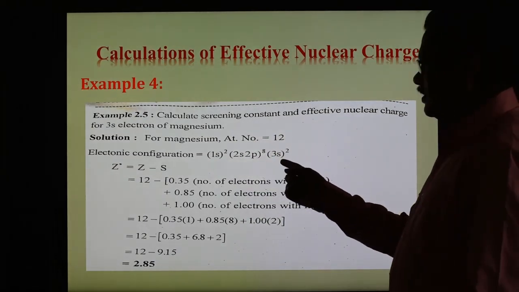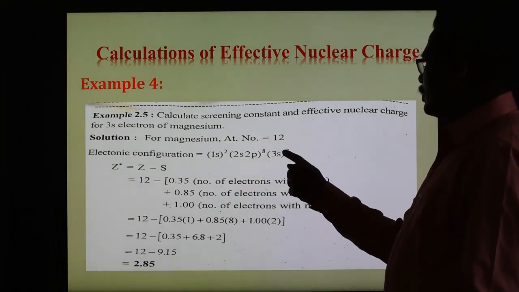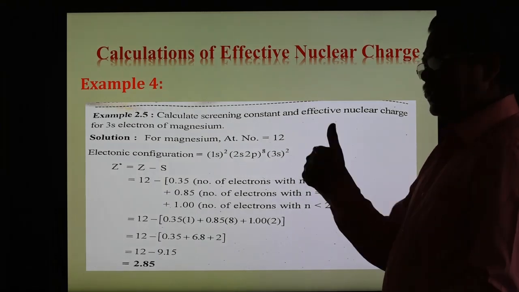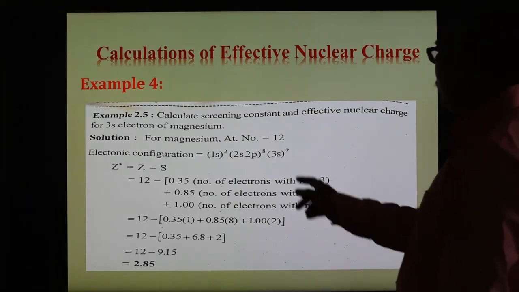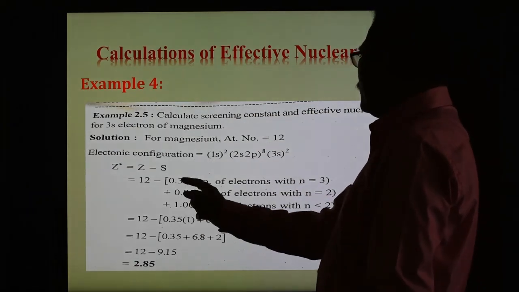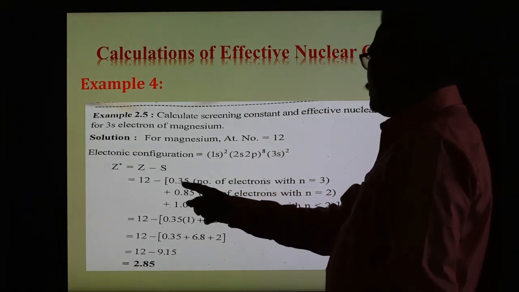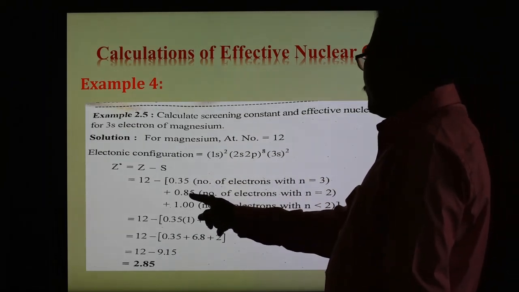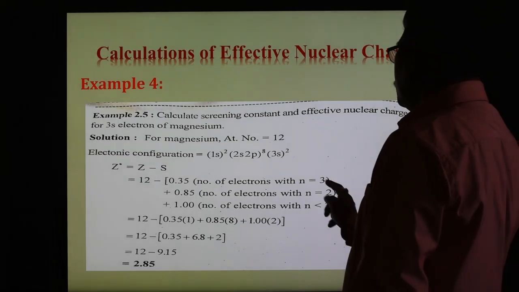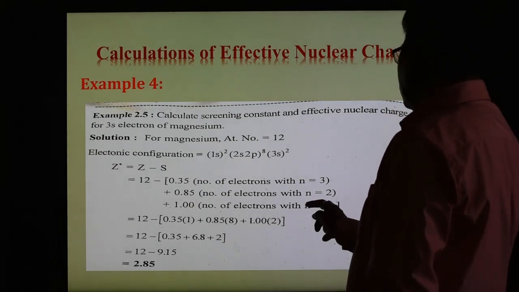Now here for 3s, n is 3. So this is the outer shell, and 2 electrons are there. 1 electron we can take for the contribution in the calculation of the screening constant, but the last electron does not contribute. So start from 0.35 into the number of electrons with n equal to 3. So 1 electron we can take. 0.85 into the number of electrons with n equal to 2. 1 into the number of electrons with n less than 2.